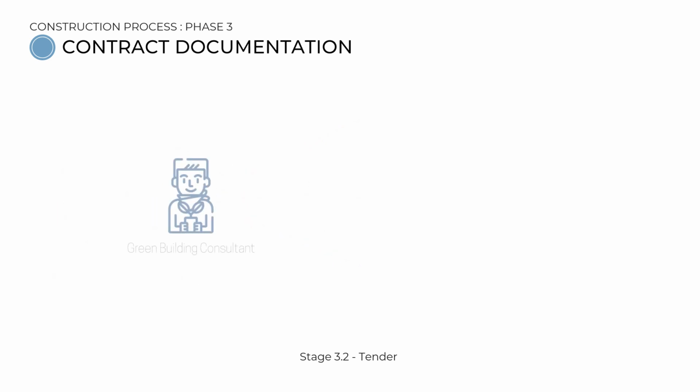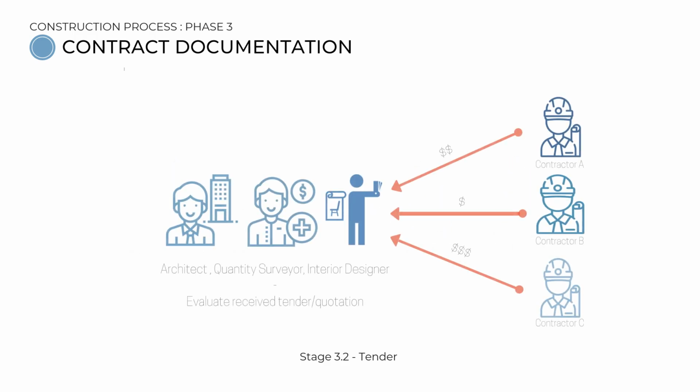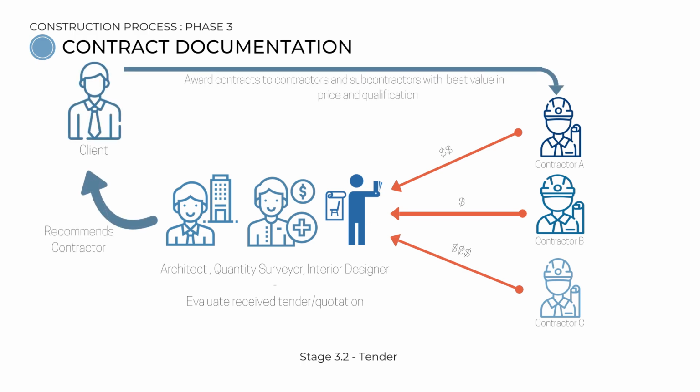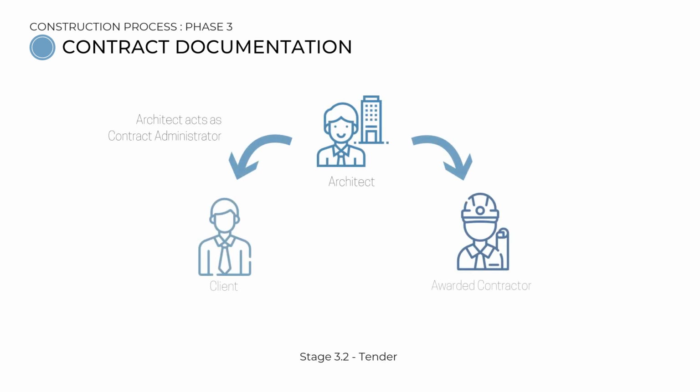The GBI consultant comes in to provide recommendation to select contractors who are capable of delivering sustainability to the architect and quantity surveyor. The consultants will evaluate the received tenders and recommend a contractor to the client. The client shall award contracts to the contractors with the best value in price and qualification. An arrangement is made where the architect acts as the contract administrator to the client and awarded contractor for signing off the building contract.